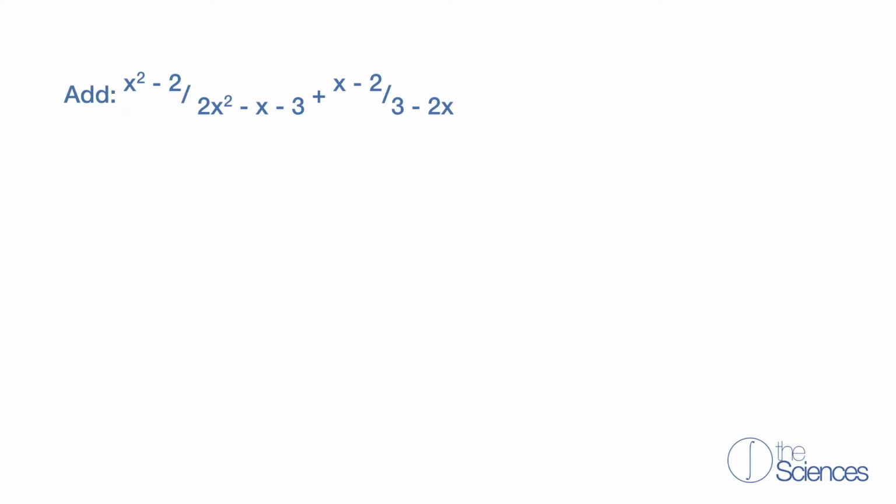Subtract (x squared minus 2) over (2x squared minus x minus 3) plus (x minus 2) over (3 minus 2x). So we're going to find our least common denominator. We're going to write our first denominator, which is 2x squared minus x minus 3, and we're going to factor it. So this factors, we have our two parentheses.